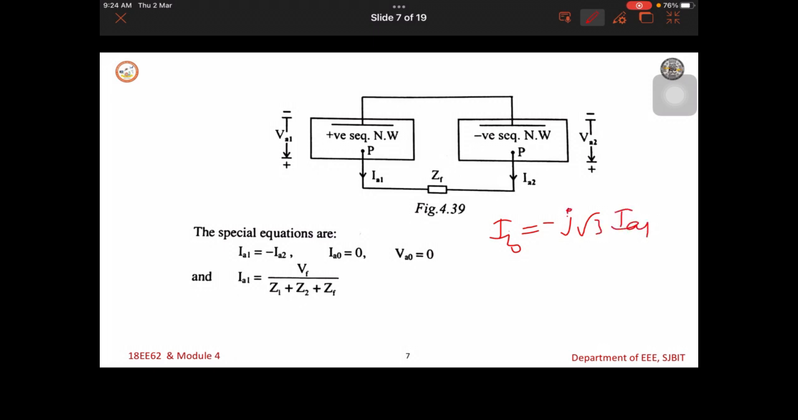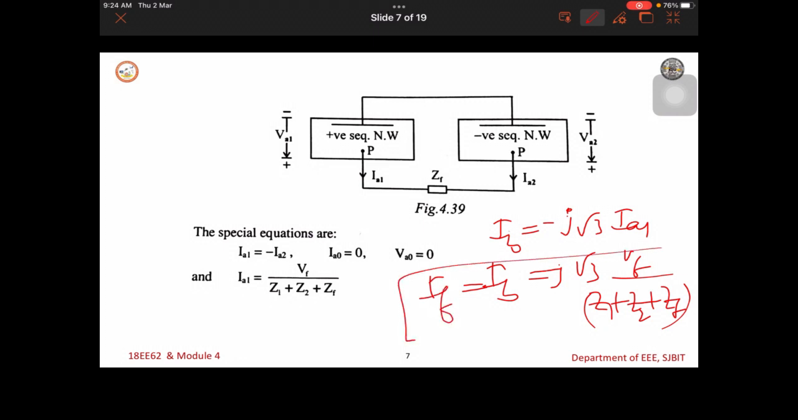Here IA1 is VF divided by Z1 plus Z2 plus ZF. This is the IB, this is the fault current. So, the expression for the fault current is found, and the positive and negative sequence networks are connected in parallel, and this is connected in series with the fault impedance, as per this equation.